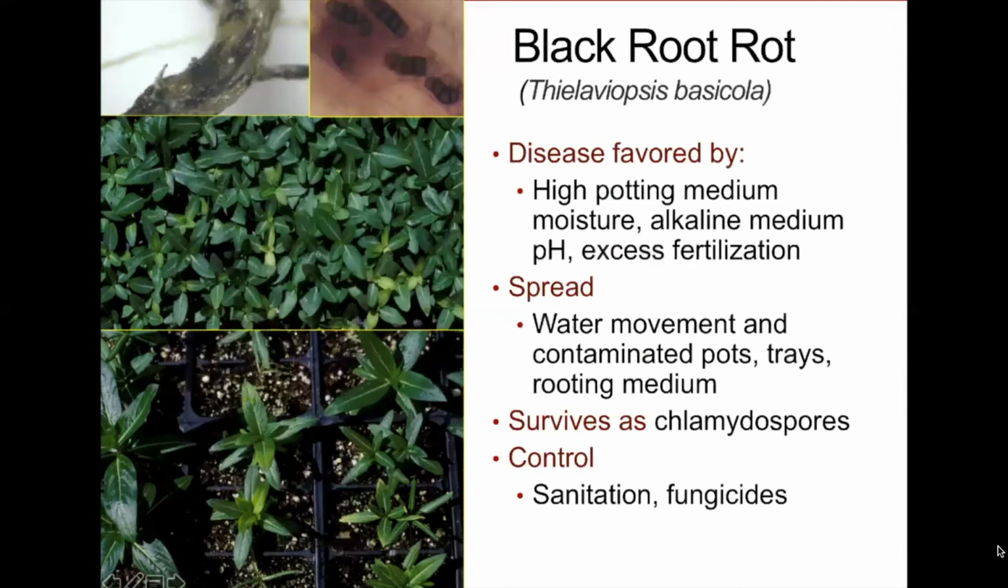So that's where that comes in. The spread is through water movement and contaminated pots, trays, and rooting medium. So it's very important to make sure that your pots are sanitized, your trays are sanitized, as well as your rooting medium. And then the control is just sanitization and fungicides.